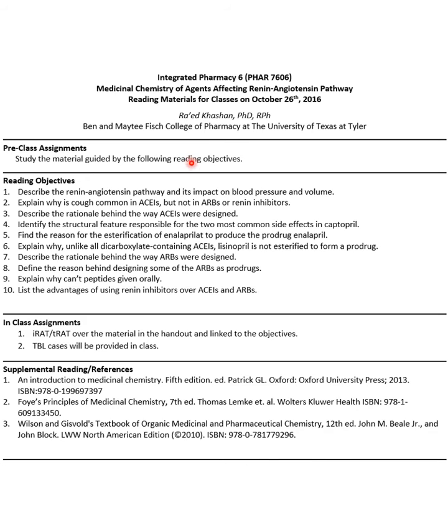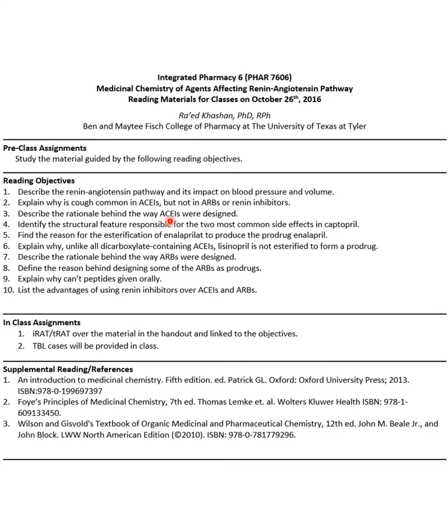Hey guys, let's talk about the agents that affect the renin-angiotensin pathway. These are the objectives. I want you to be able to describe the pathway and how this affects the blood pressure and the volume of the blood, and then why the ACE inhibitors cause cough while it's not the case with the ARBs and the renin inhibitors, and then describe the rationale used for designing the ACE inhibitors.